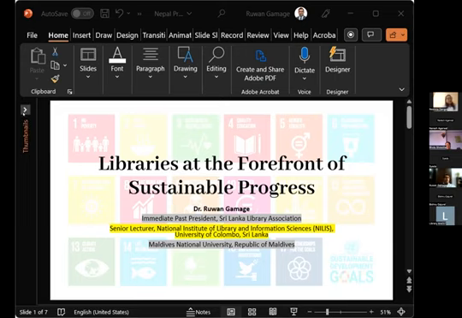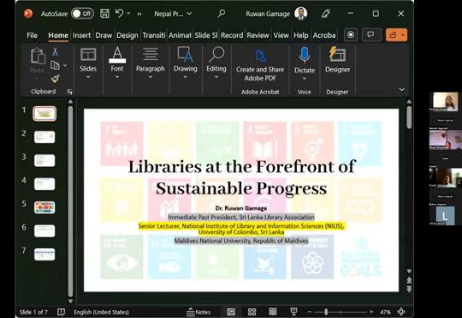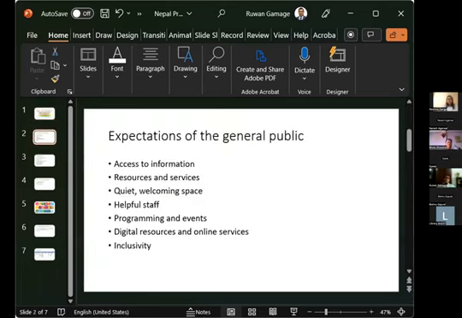If I go to the next slide, people's expectations from libraries can vary widely, but some common expectations are access to information. This is perhaps the most fundamental expectation, whether they are looking for books, research articles, digital resources, or historical documents. Users expect libraries to provide a broad and diverse collection, of course. And then the library services: they often like computers, Wi-Fi, digital databases, audiobooks, and all these resources, and new ways of providing services.